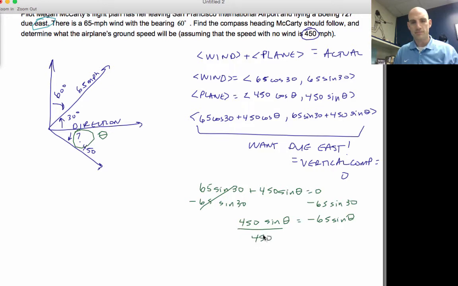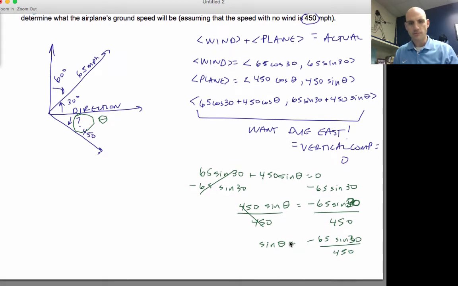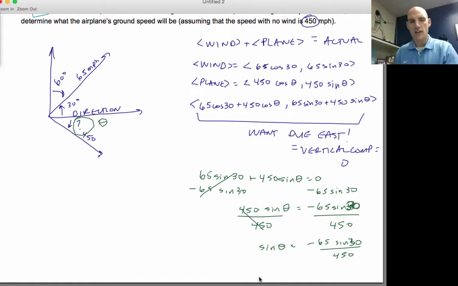Divide by 450. So the sine of theta is equal to negative 65 sine 30 over 450. So to find an angle, knowing a big long decimal, I'm going to do inverse sine. So theta is equal to the inverse sine of negative 65 sine 30 over 450, which is equal to negative 4.14 degrees. Okay, so that means that my angle is negative 4.14 degrees.